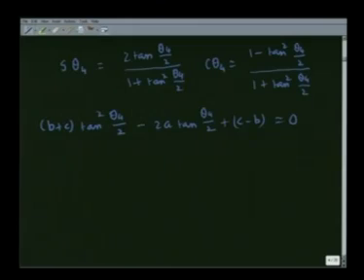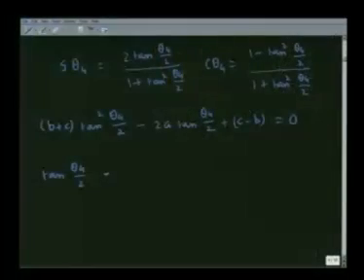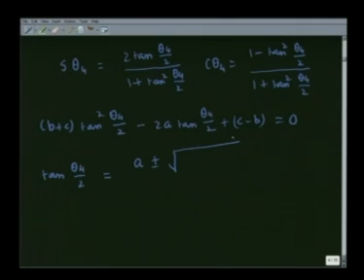Now, this is where tan theta 4 by 2 is useful. I get a quadratic equation and I get two roots, namely tan theta 4 by 2 is equal to a plus minus square root of a square plus b square minus c squared divided by b plus c.